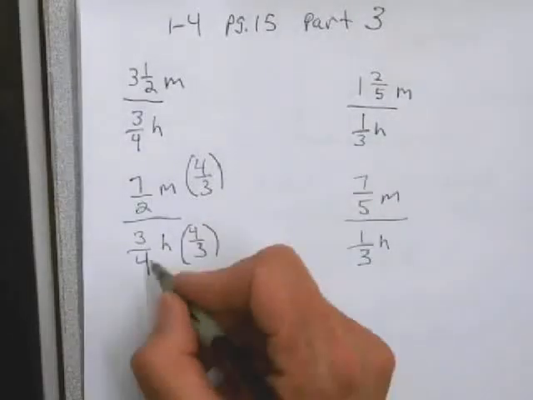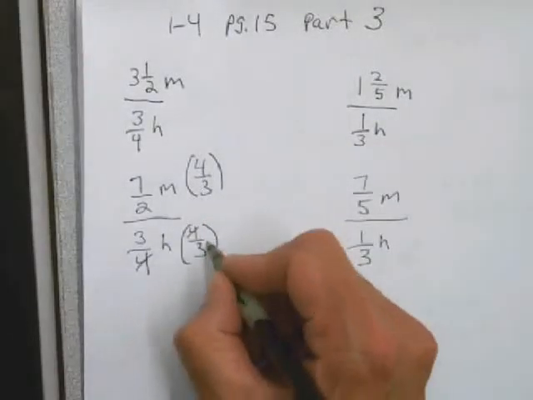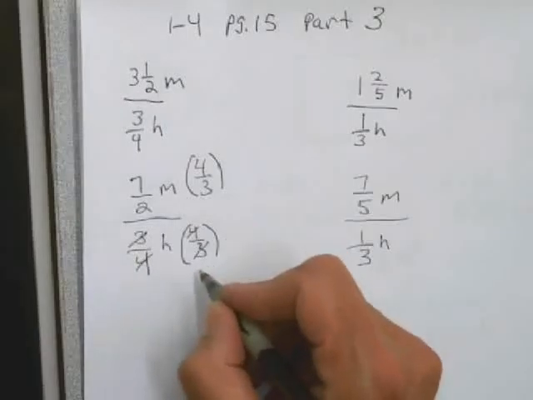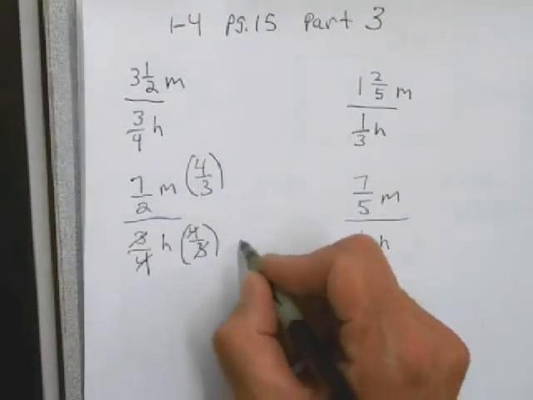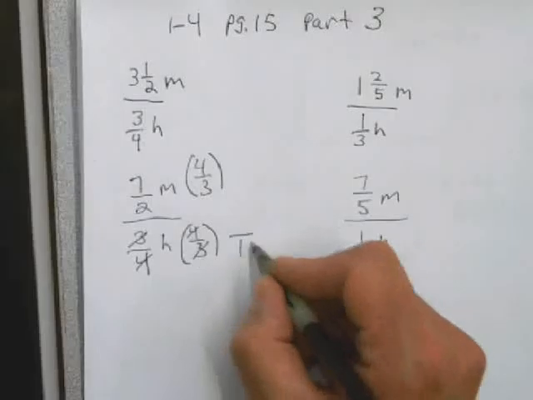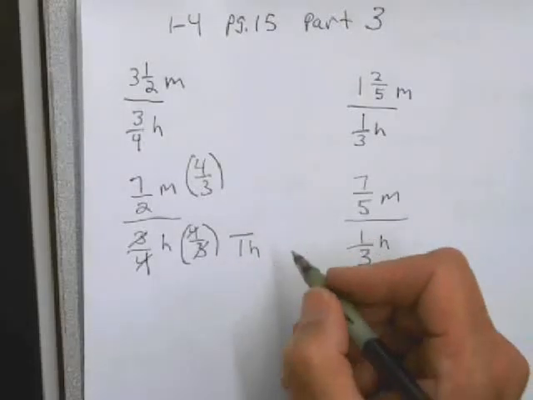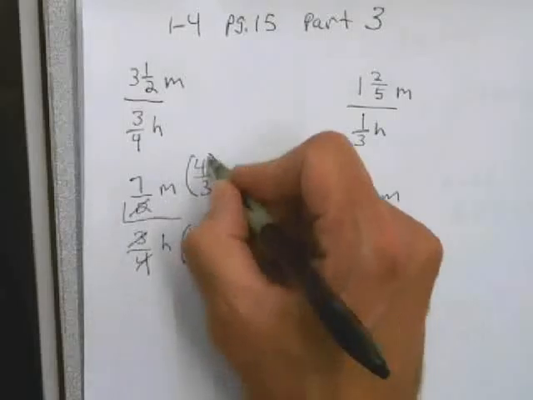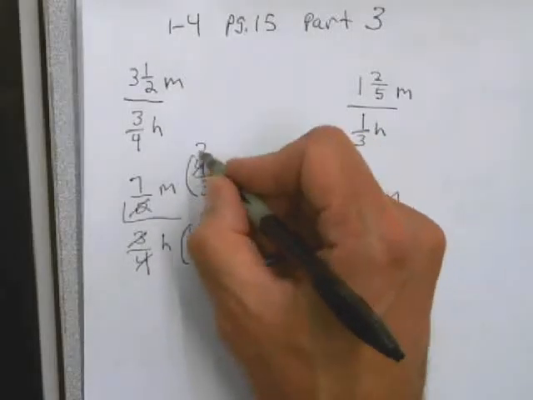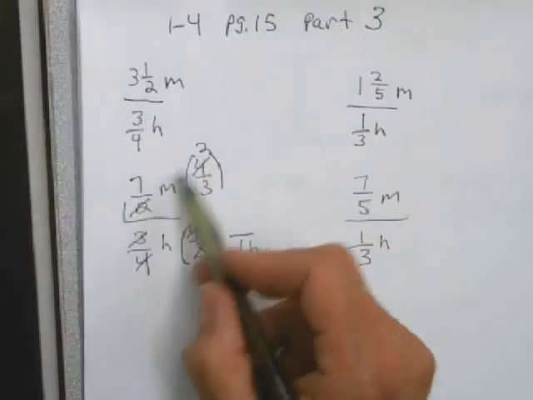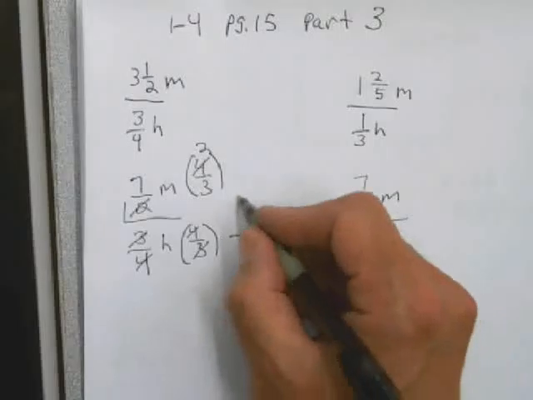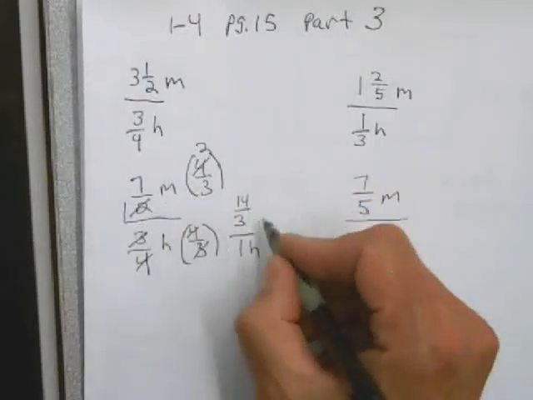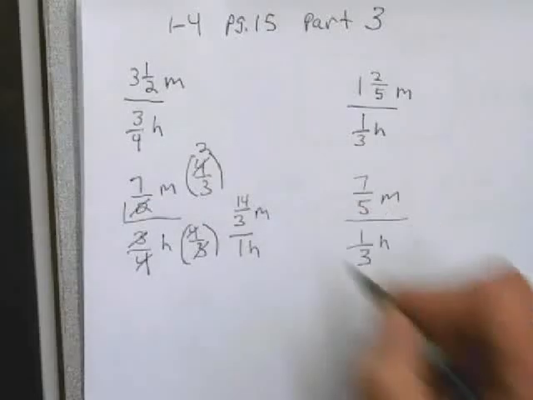So once again, the 4's and the 4's and the 3's and the 3's all simplify to 1's, which means that now I have a denominator of 1, and that would be in hours. For my numerator, my 2 will become a 1, and my 4 will become a 2, and I'll multiply 7 by 2, which will give me 14, and 1 by 3, 14/3 miles in 1 hour.